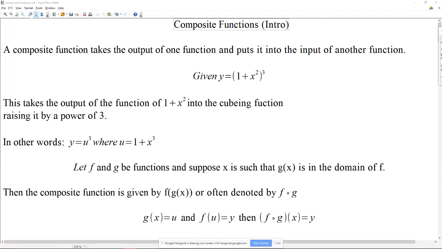So, some of the summations, but listen to what we're actually doing here. We're going to deconstruct this particular equation. We can say that y equals u cubed, in other words, u is going to be the function 1 plus x squared. I prefer to go from the inside out, but he'll probably say you have to go from the outside in. Whatever works for you.